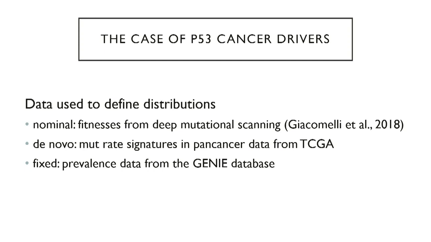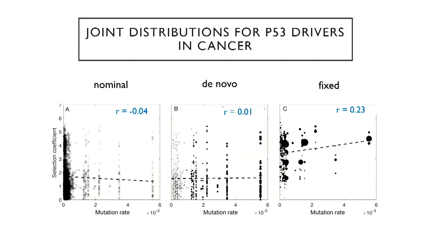And so it's beneficial from the perspective of the cancer, not from you. The mutation rate model is a mutational signature model like they use in cancer studies all the time, and the prevalence data for the fixed distribution is going to come from the GENIE database. So what we have here are those 3 distributions again. In the nominal, there's a slight negative correlation, and in the de novo, just very, very slightly positive. In the fixed distribution, it actually becomes much more strongly positive.